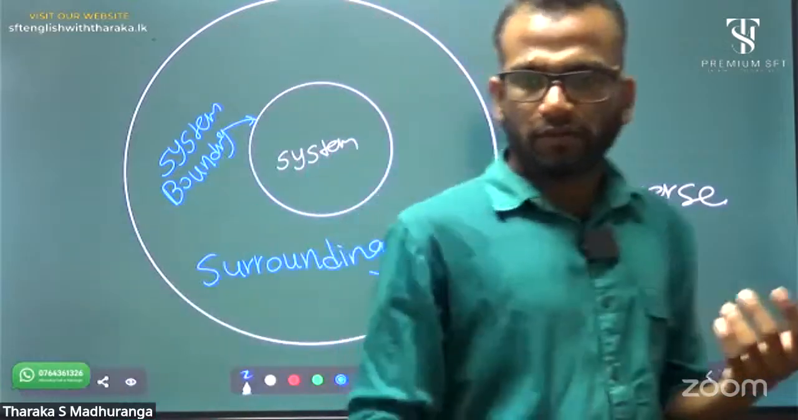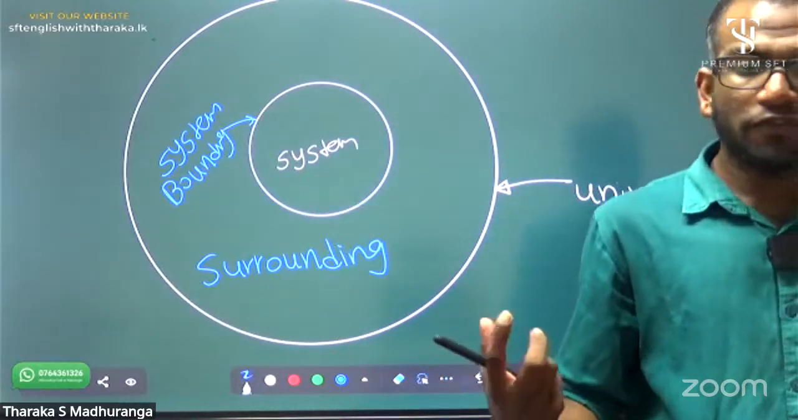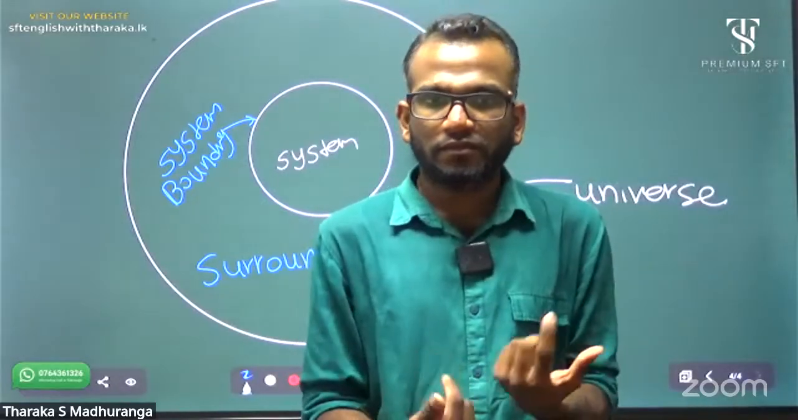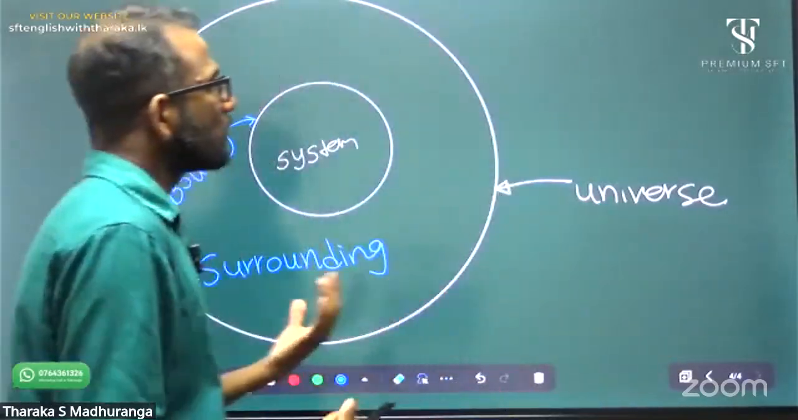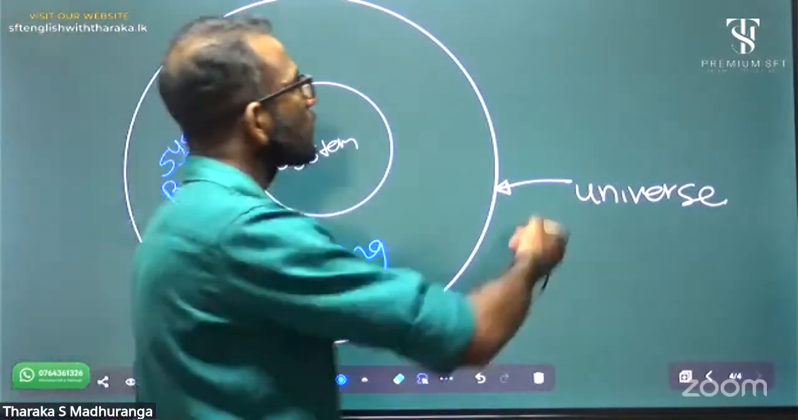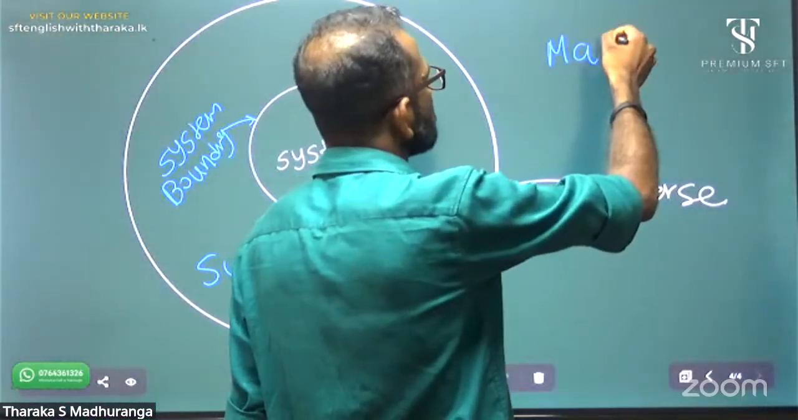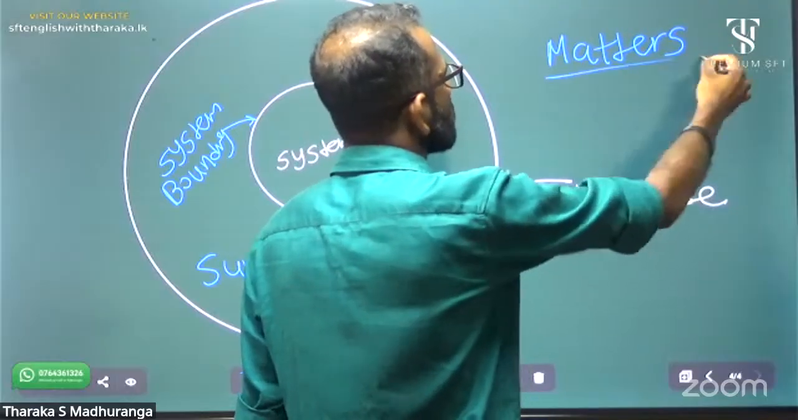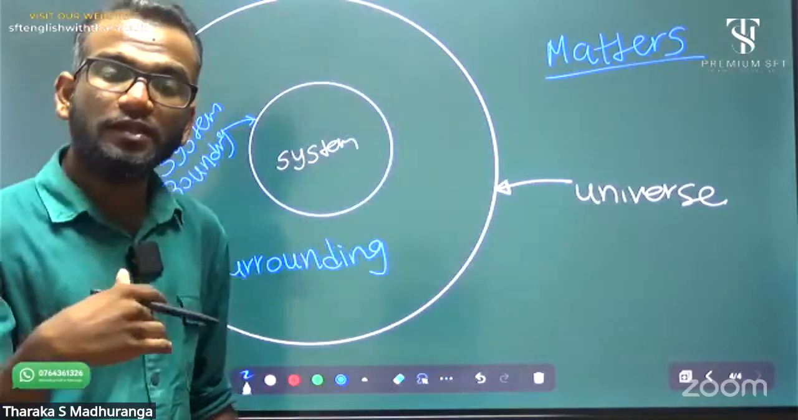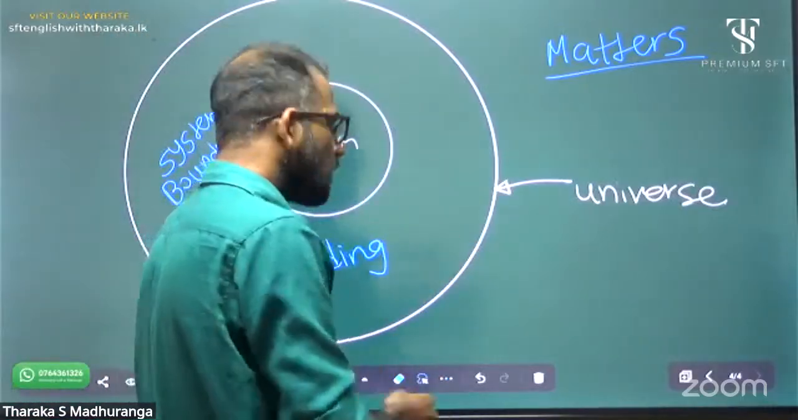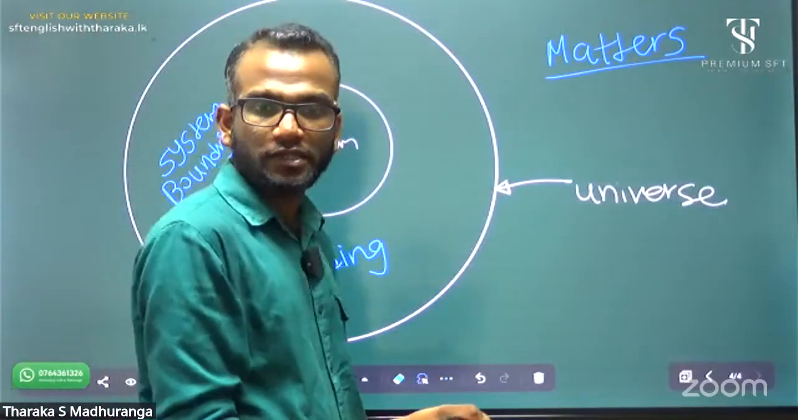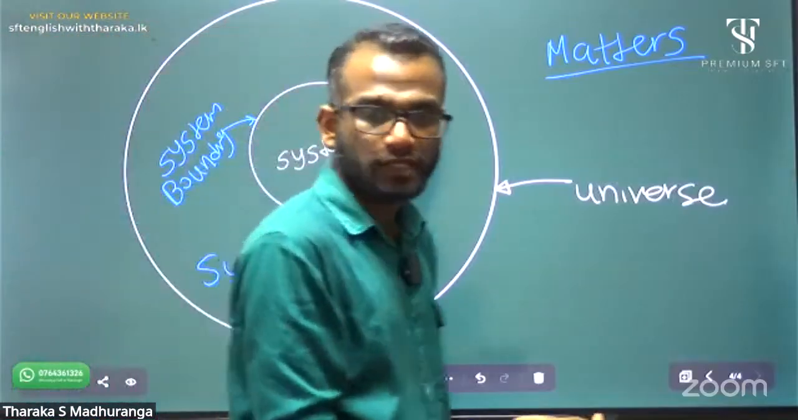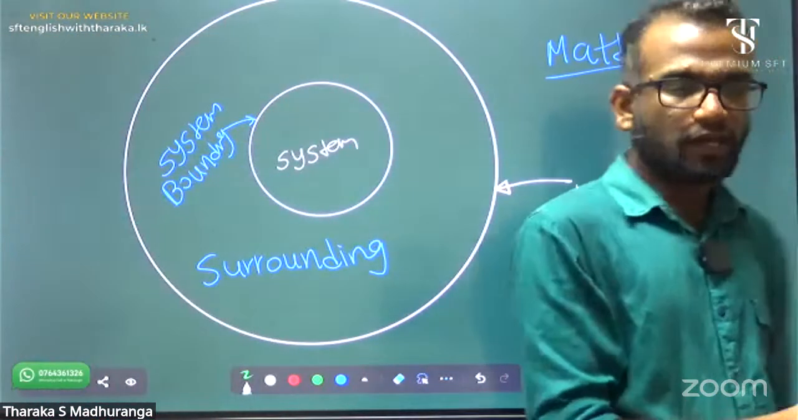You already know what's the meaning of energy, right? Energy means the work doing capacity, the work doing ability. What's the meaning of matter? How many types of matter? In the last lesson we discussed. There are 3 types of matter. What are they? Solids, liquids and gases.